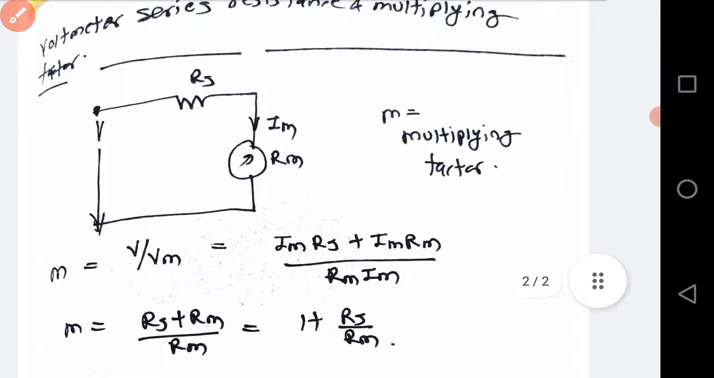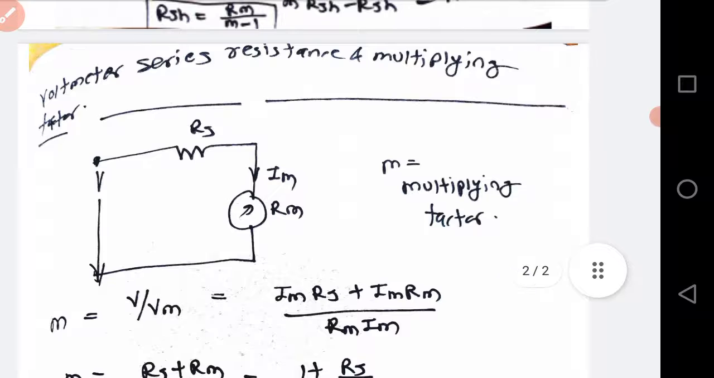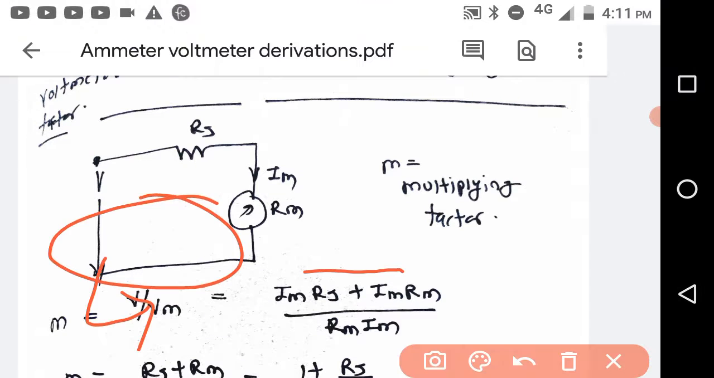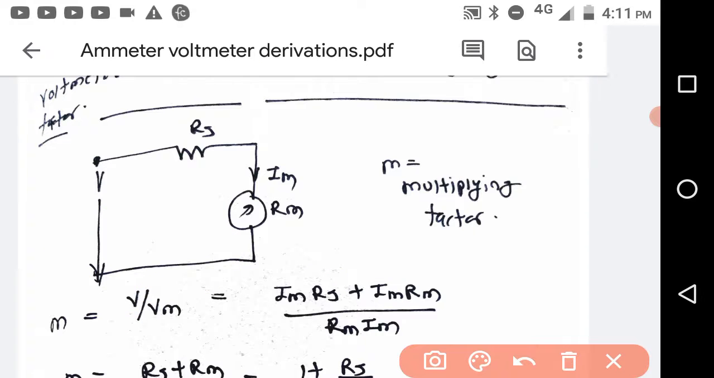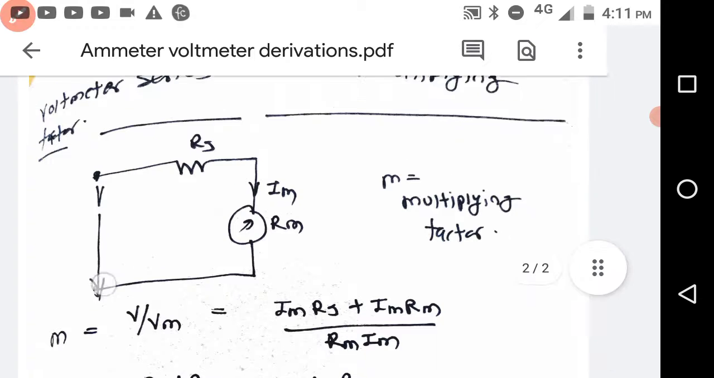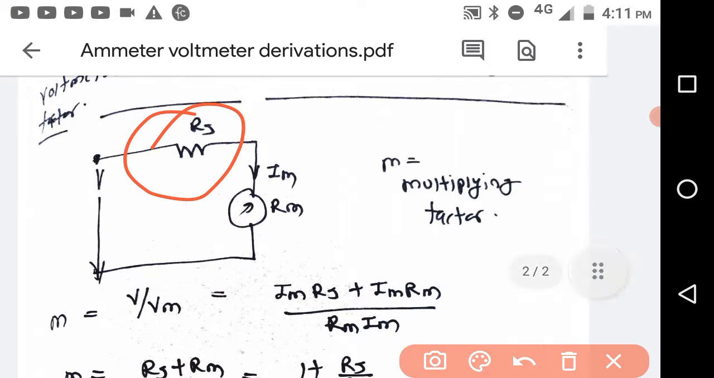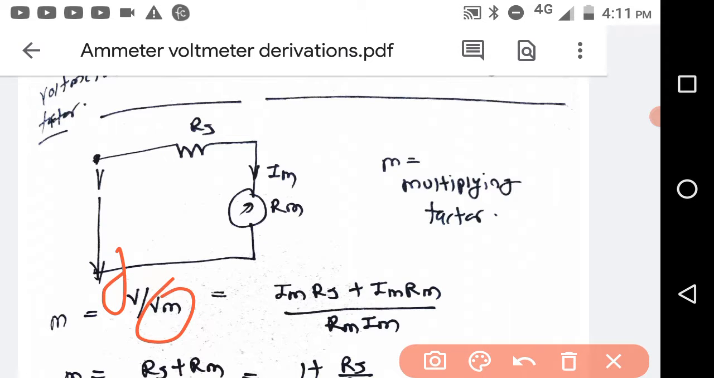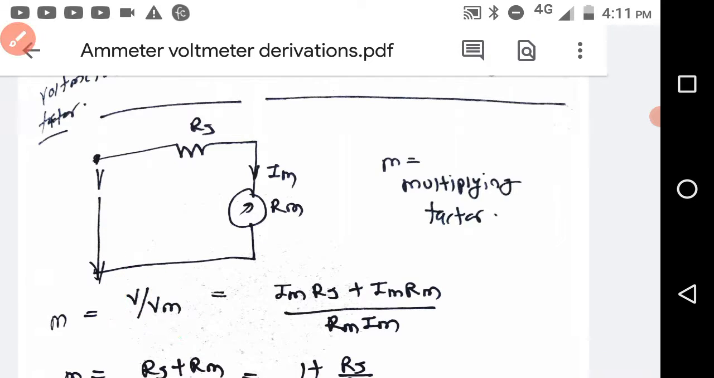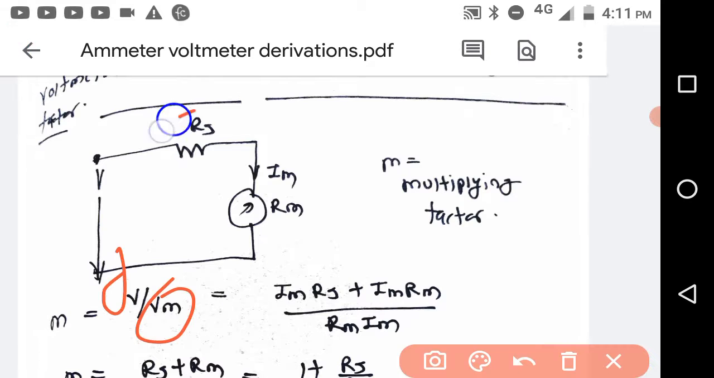So let us find the multiplying factor and the resistance in case of the voltmeter when you want to increase the range of this voltmeter. So resistance is connected in series to increase the range of the voltmeter. So the multiplying factor is the ratio of the voltage you need to measure and the capacity of the voltmeter.